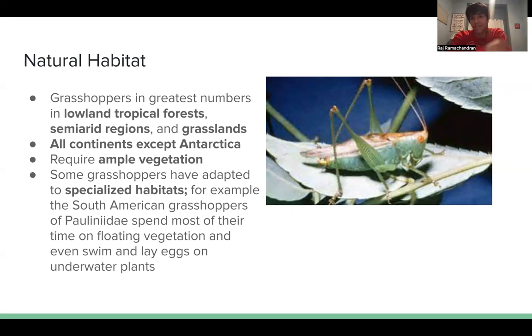Some have adapted to really specialized habitats. I thought this was kind of cool, so I included it. You see this little guy on the lily pad here. Some grasshopper species in South America spend most of their time floating on the surface of water on vegetation. They even swim and lay their eggs on underwater plants, which is a pretty cool adaptation for something as simplistic as a grasshopper, at least I think.